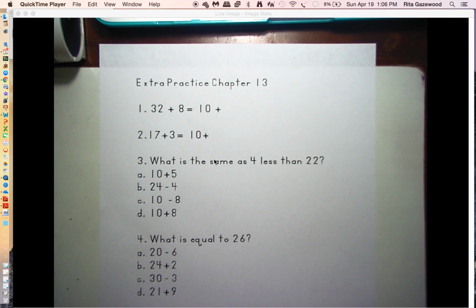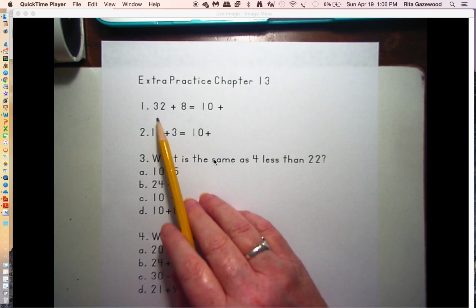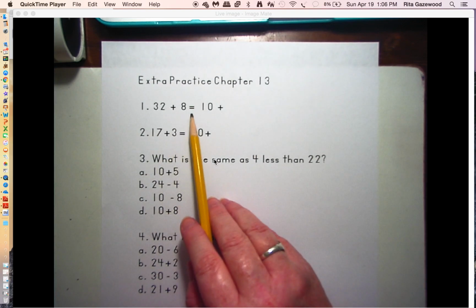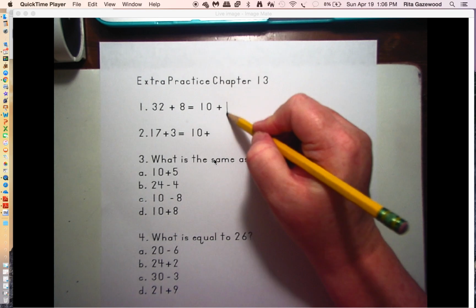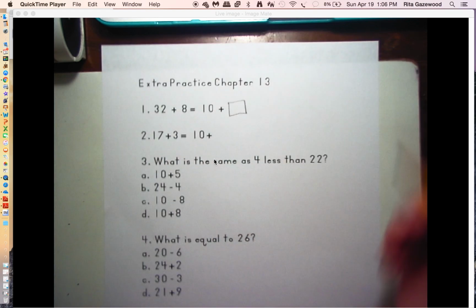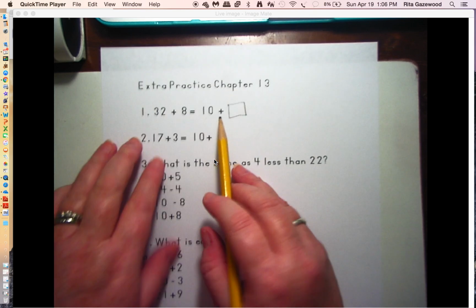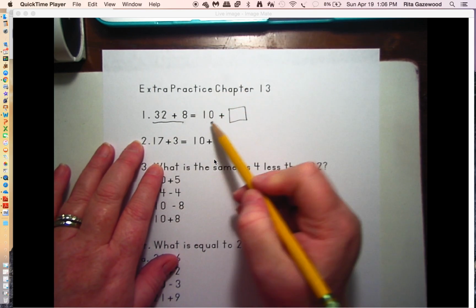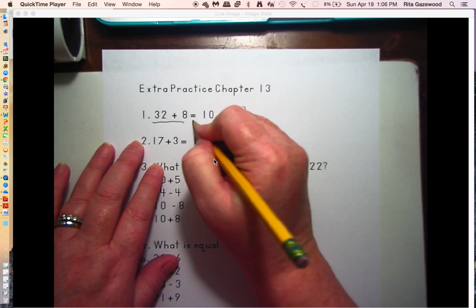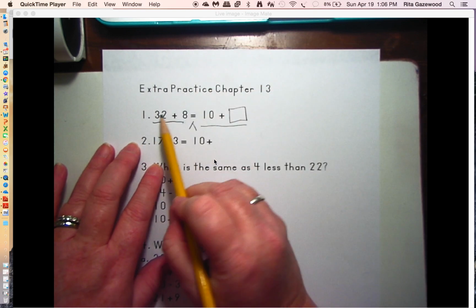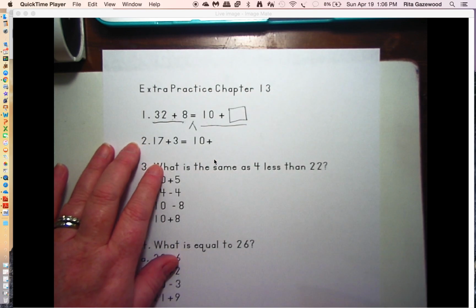So we're going to begin with number 1 here. It says 32 plus 8 equals 10 plus something. Now this is tricky because they're not just giving you a straight answer. They're saying whatever's on this side has to equal whatever's on this side. Think of our teeter-totter. So first we have to figure out what is 32 plus 8.